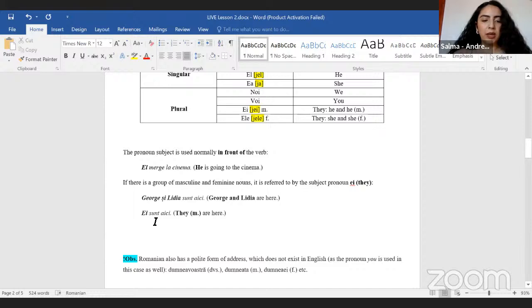Okay, and we have another sentence, ei sunt aici. They are here. I will put for you every time here the gender, so you will remember and distinguish them better.